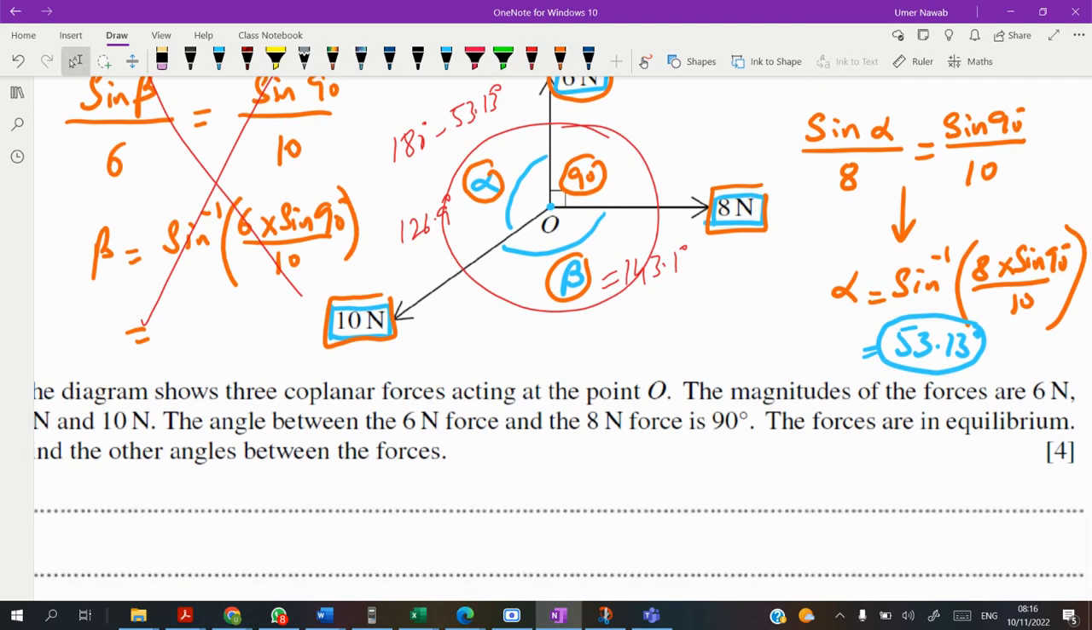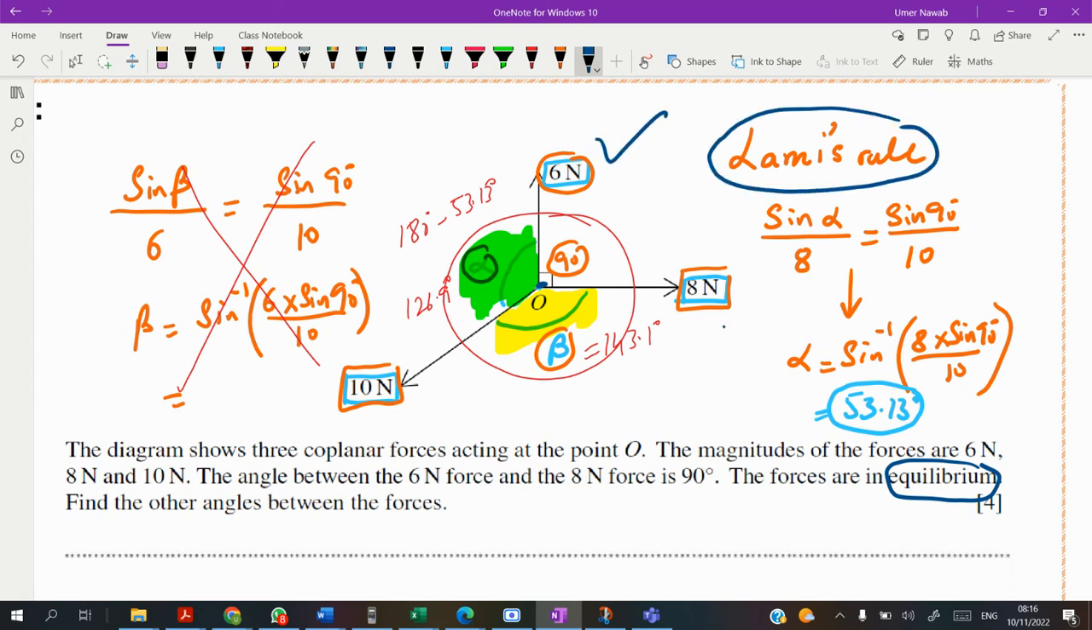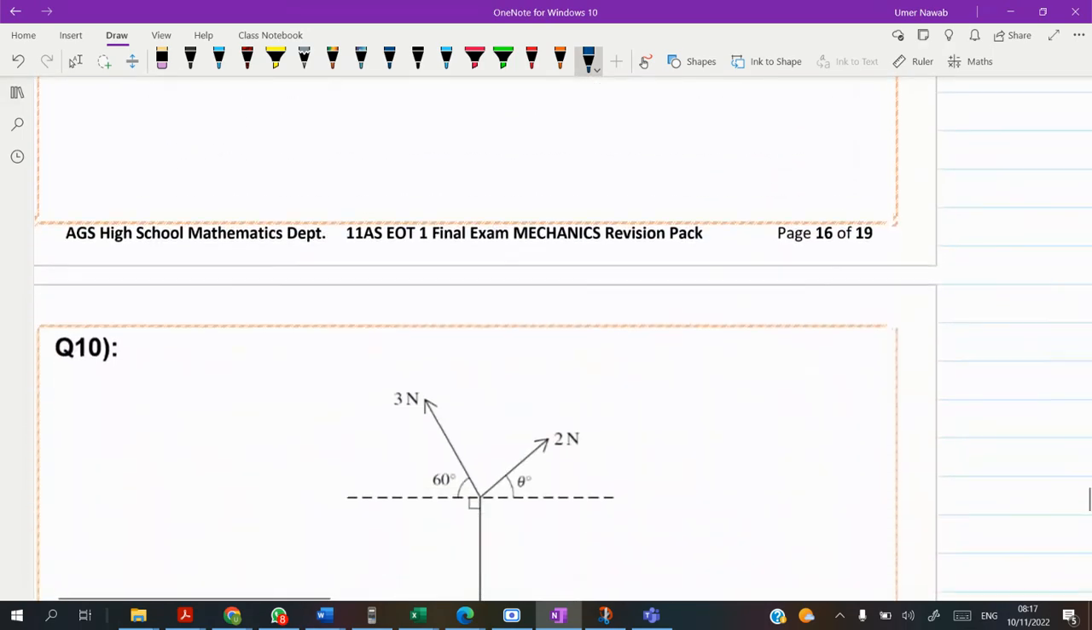Okay, guys, so the two unknown angles we have found by using Lamy's rule. But Lamy's rule can be applied only when you have a system of three forces acting on a body, and the condition is the body has to be in equilibrium. If the body is in equilibrium, you can use Lamy's rule. You must have three forces given, and then you can use the sine rule to find the unknown angles. Clear? Let's go to question number 10.